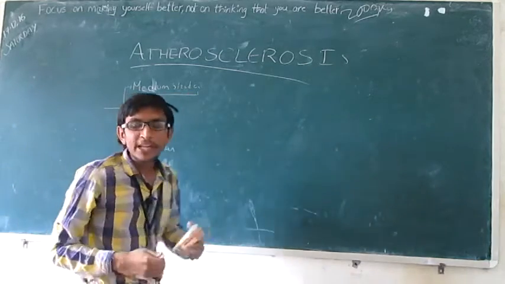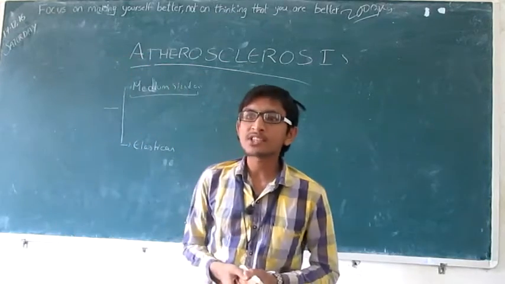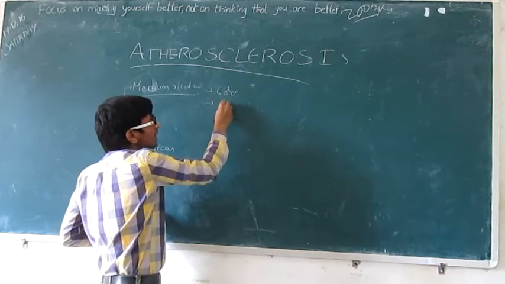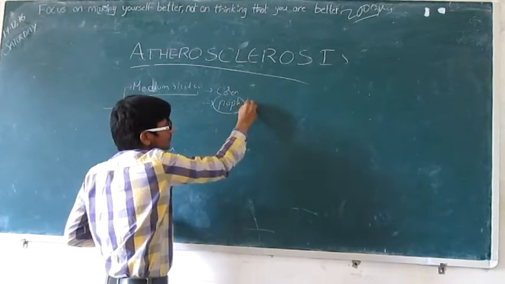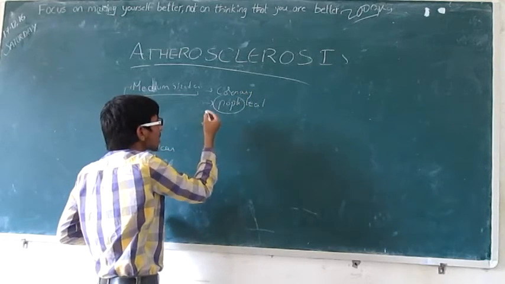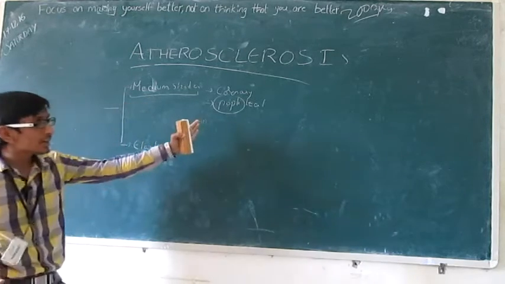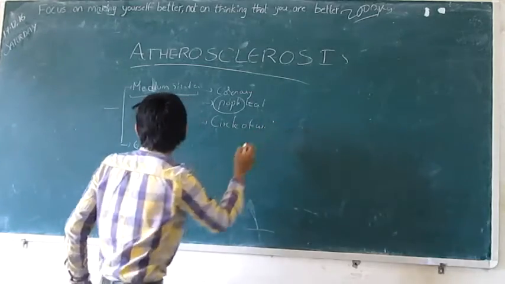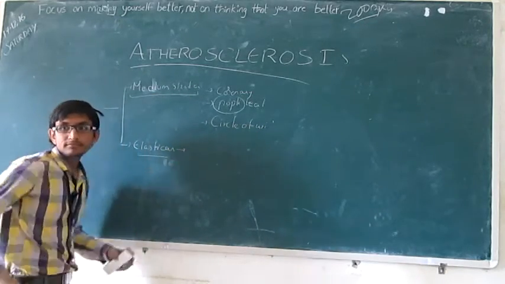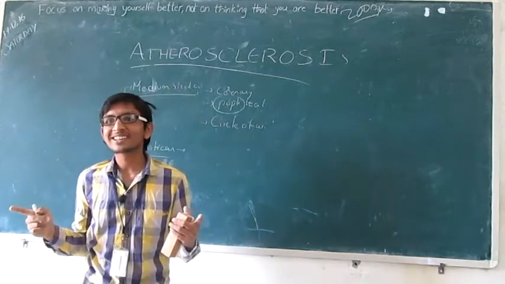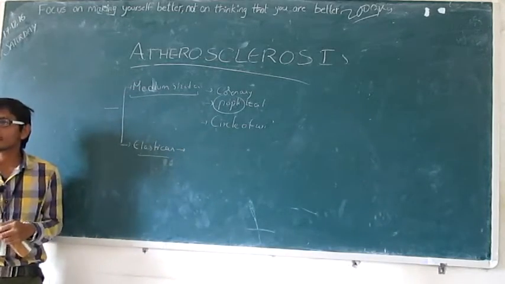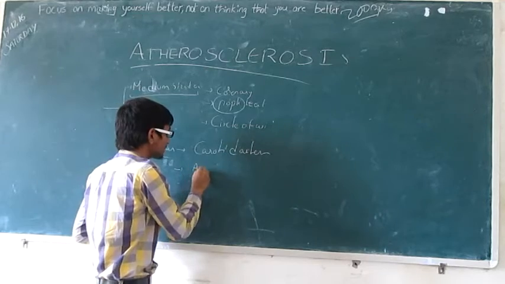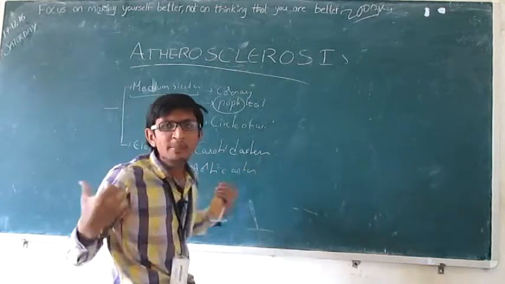Can you tell me the examples of medium-sized arteries? Your coronary arteries, your popliteal arteries, which are peripheral blood vessels, and your circle of Willis arteries. And what are the examples of elastic arteries? Your carotid arteries and your aortic arteries. So why am I discussing all this?